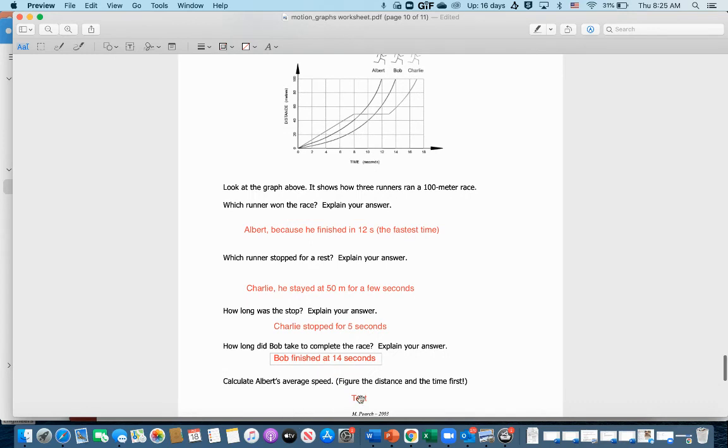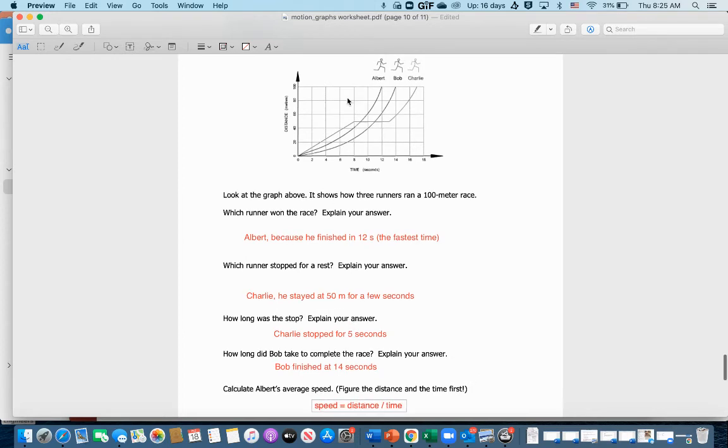All right, and calculate Albert's average speed. So we just have to remember here, average speed is equal to total distance over the time. So if I look, I know it's a 100-meter race right here, and then it finished in 12 seconds. So I can go ahead and put that in as 100 meters divided by 12 seconds. And that's going to give me 8.3 meters per second right there. Okay, so I can go ahead and calculate all three of these if I wanted to. I just take their distance over the time that it took them to get there, and I get their speed. Albert was the fastest, though, with 8.3 meters per second.